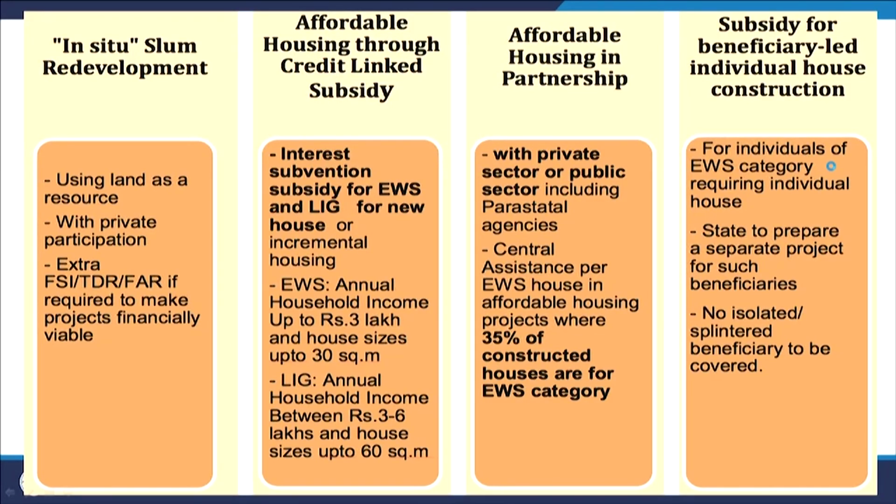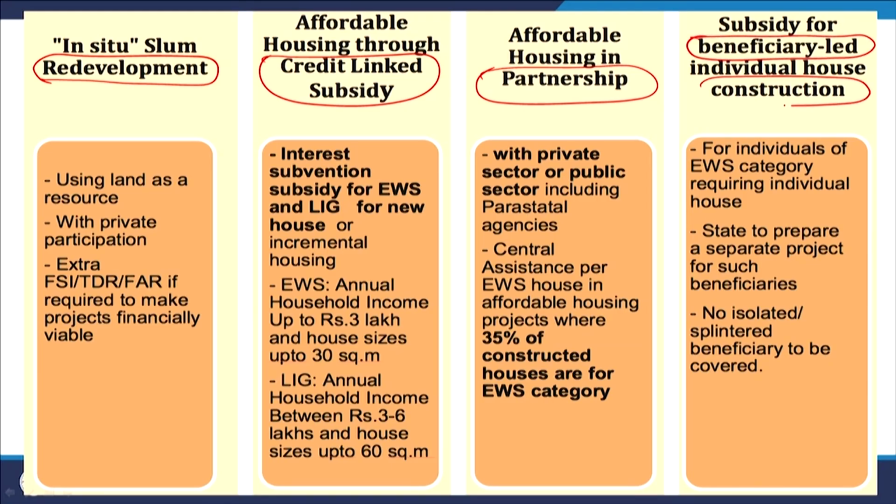Now, let us see the components in a little more detail. It has 4 verticals. The first vertical is in situ slum redevelopment. The second vertical is affordable housing through credit linked subsidy. The third vertical is affordable housing in partnership. The fourth is beneficiary led or owner led construction of their own house.